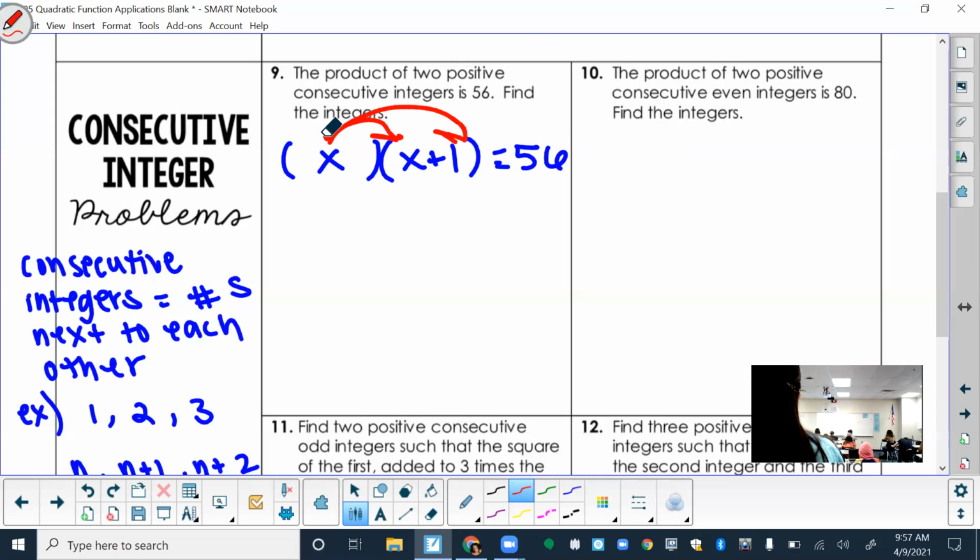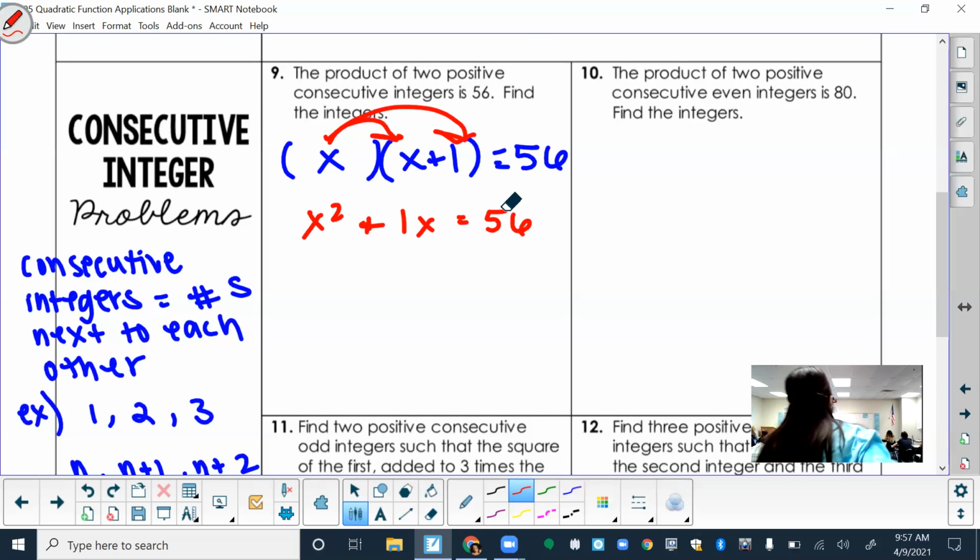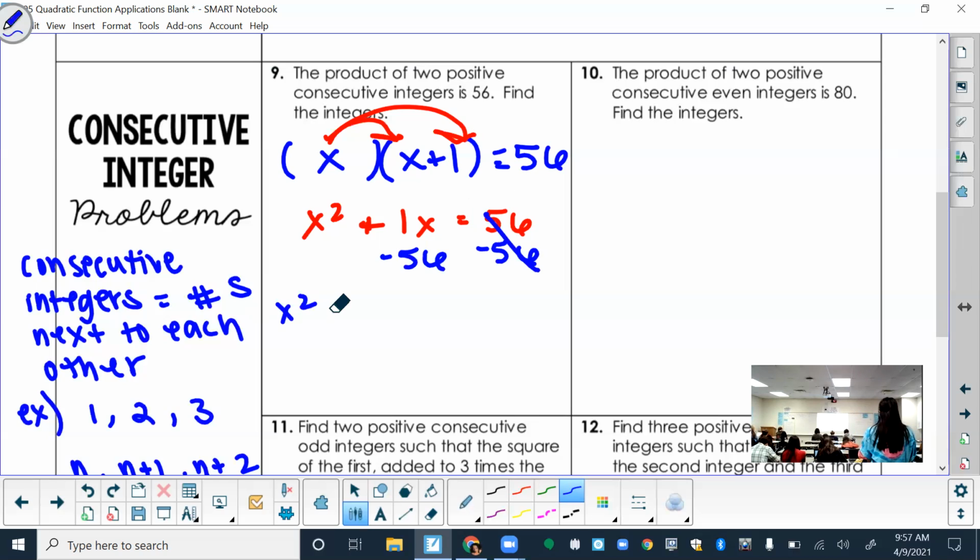Good, so we're distributing the x to both numbers. So x times x is x squared. X times 1 is 1x equals 56. If I want to use quadratic functions to solve, how can I make that right side equal 0? Good. If I subtract 56 on both sides, now my new problem is this: x squared plus 1x minus 56 equals 0.